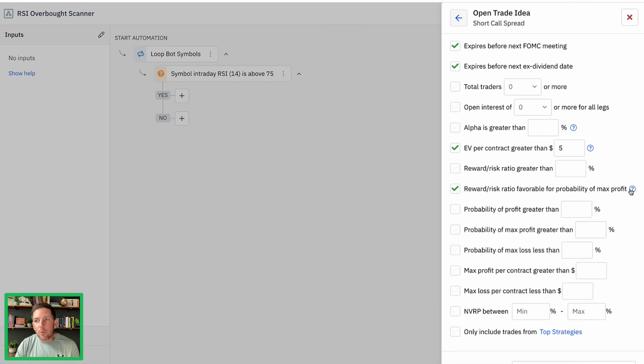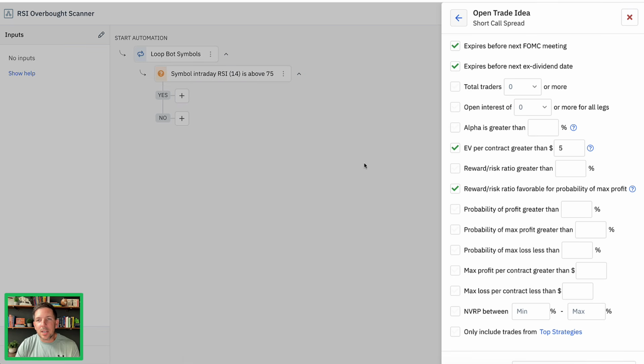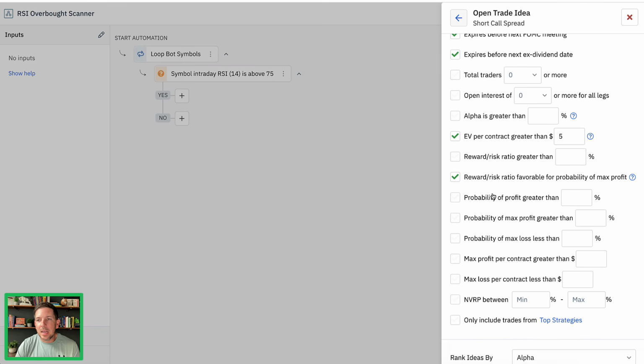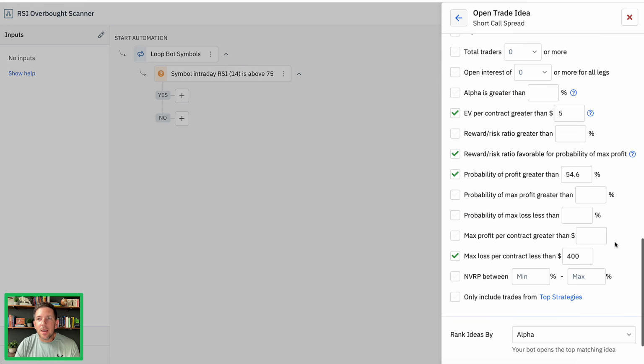That's that green kind of display that you see inside of your P&L or inside of your bot screen where it says that it's green, that's favorable for that max profit that you had. You just check a box and it'll make sure that the calculations and numbers add up so that you're not getting into trades that don't have favorable risk reward metrics. Then you can do probability of profit greater than something like 55%. Max loss per contract can be less than, let's say, $400, right? You're just putting it in.